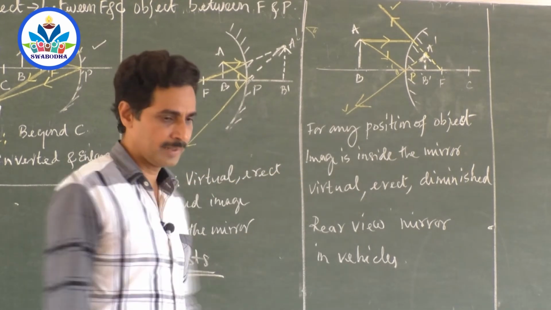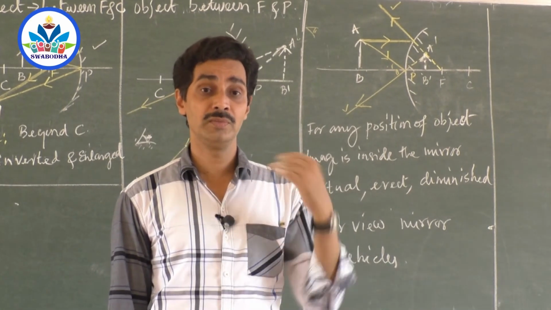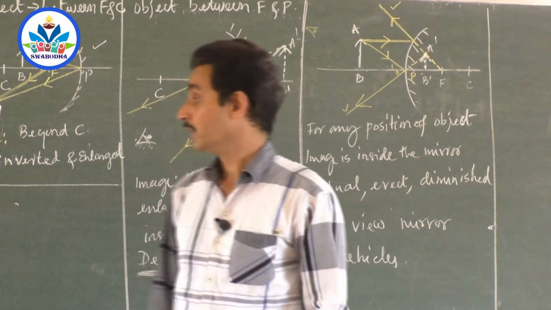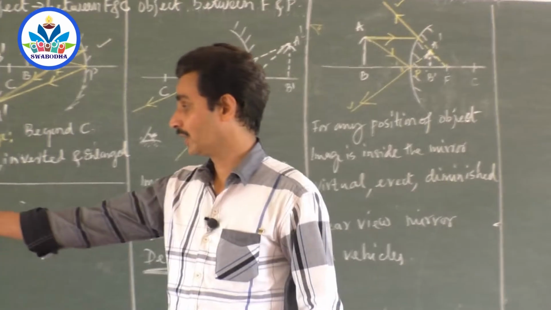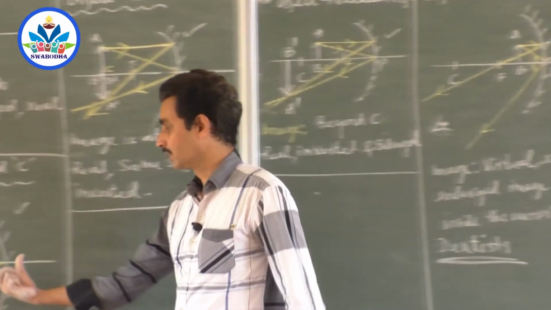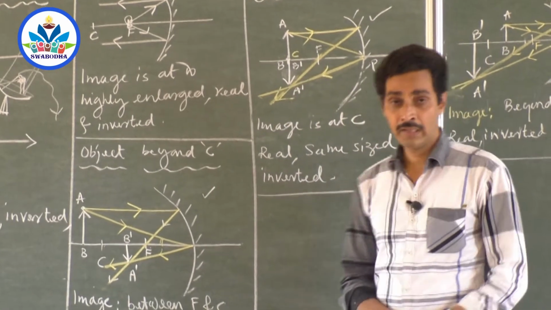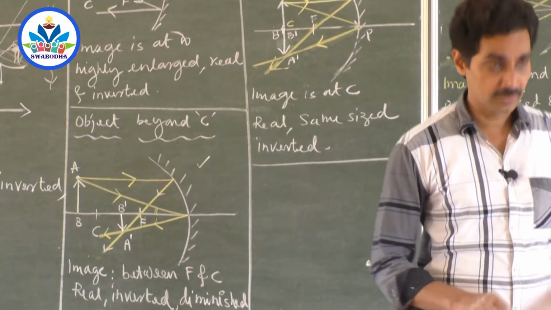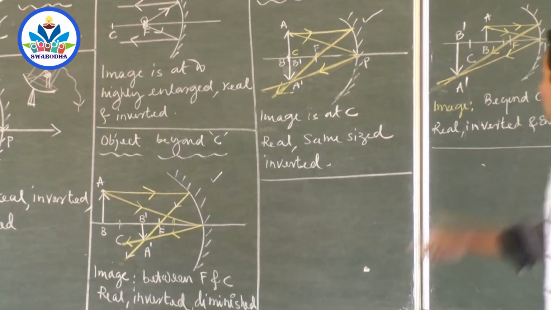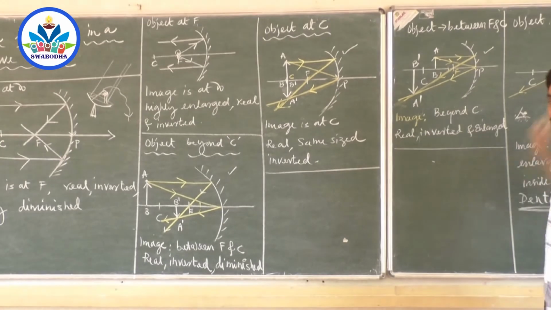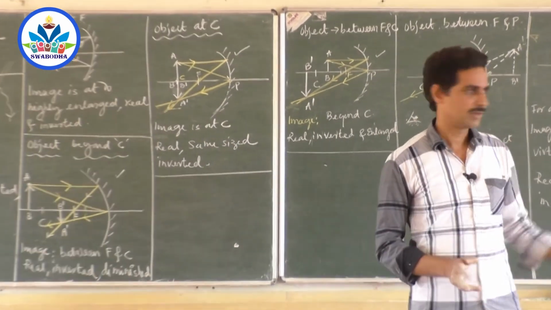But for a concave mirror, they may ask you to draw a ray diagram showing an enlarged, real image. If you want to draw the enlarged real image for a concave mirror, you have to keep the object between F and C, isn't it? You have to keep the object between F and C. Right? And draw a ray diagram for a concave mirror showing the image which is virtual and erect. You have to draw this diagram. So you have to go for a particular case. But such cases don't exist in a convex mirror.